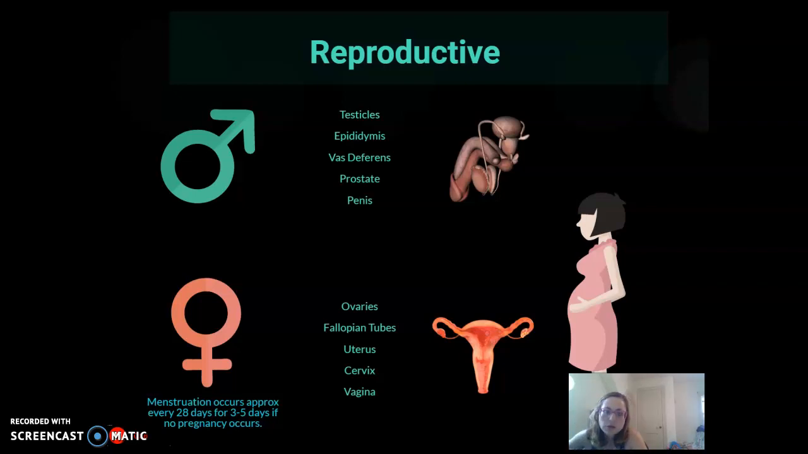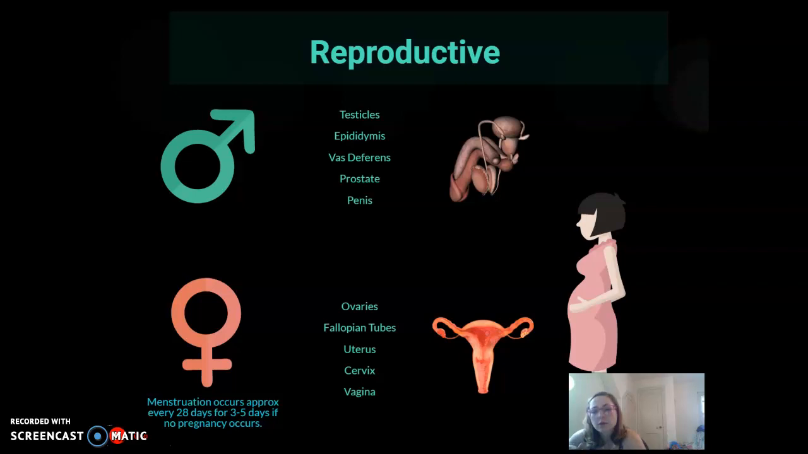Males have testicles. They have an epididymis, which is where sperm is stored. The prostate produces fluid, which protects the sperm. And then the penis, which is the passageway for both urine and sperm.